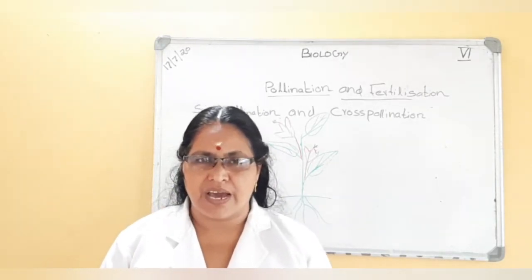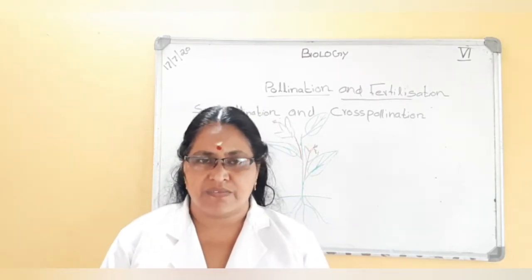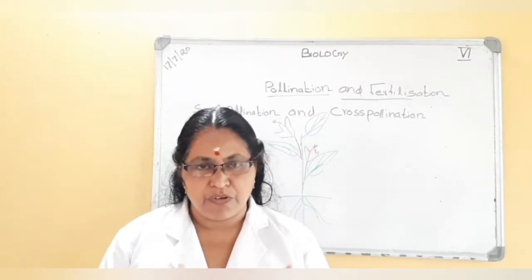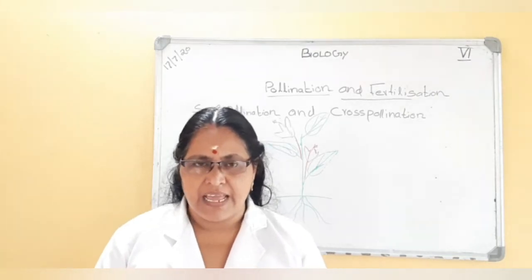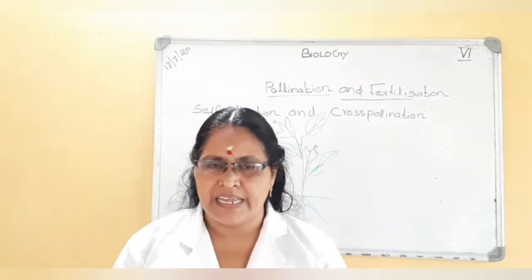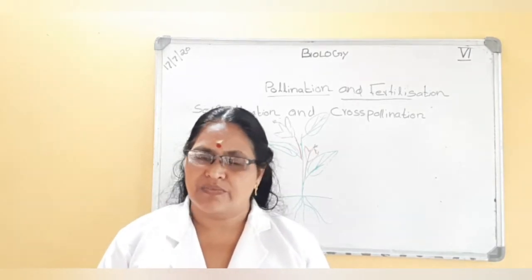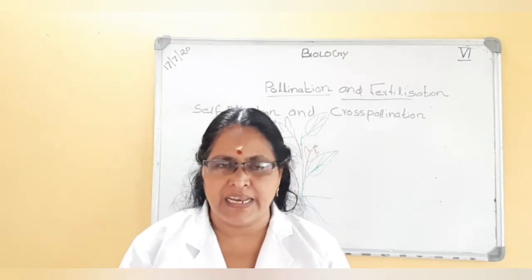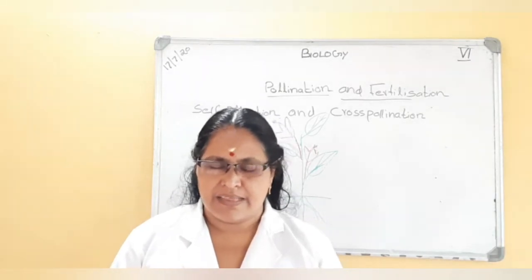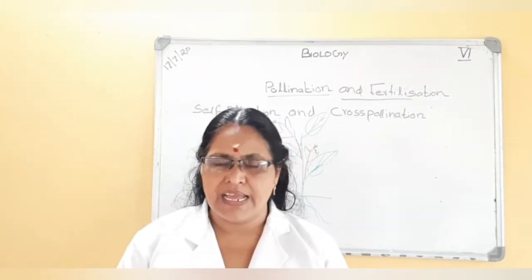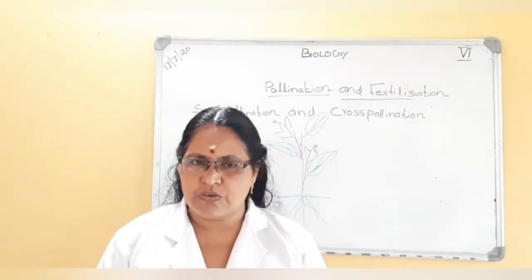Gynoecium consists of carpel or pistil, and it consists of 3 parts. The uppermost part is called the stigma. The elongated part is called the style, and the basal part is the ovary. Ovary contains small ovules. These ovules are the female part of the flower. Actually, the female ovules contain the female nucleus. So, the male and female parts of the flower: anther, stamen is the male part of the flower, and the pistil or carpel is the female part of the flower. All these structures you learned in the last class.